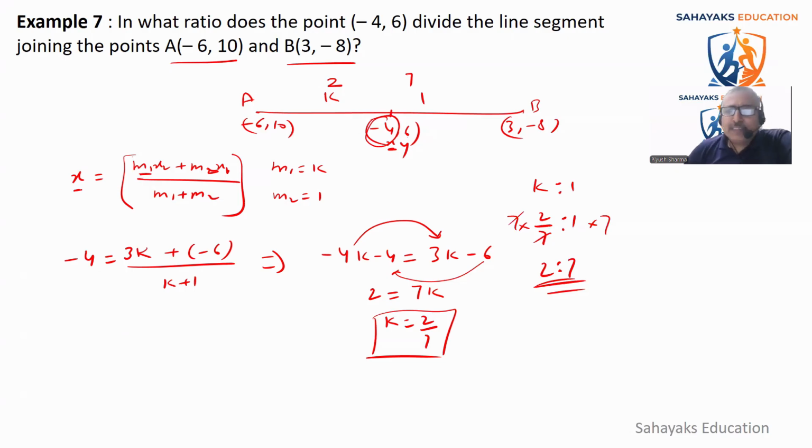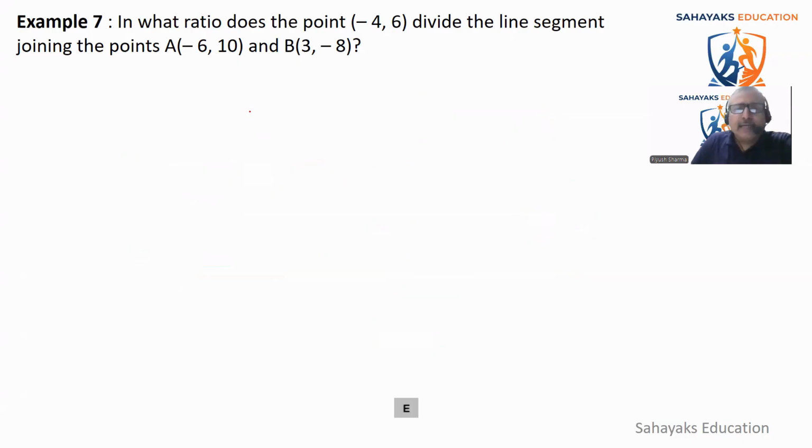I believe most of the people must have thought it. But I'll tell you, even if you take y for the formula, the answer will be 2 by 7 again. Okay, I'll explain that. Let me just find it with y, and then I'll explain to you why, whether we take x or whether we take y, in both the cases the ratio will come out the same. Okay, I'm just clearing the entire thing again, and I'll draw this question again.